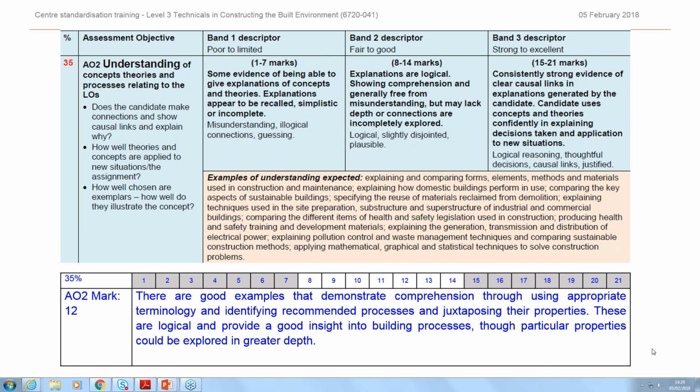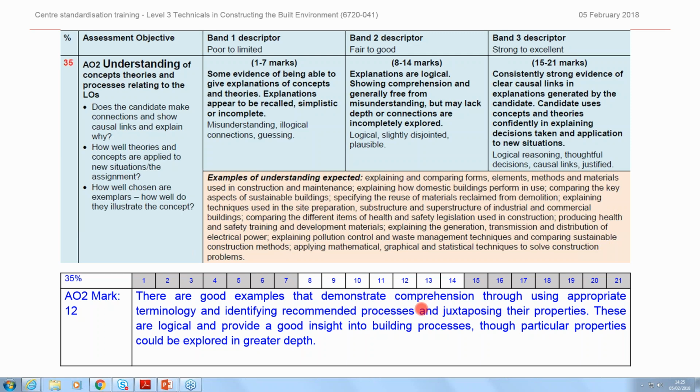Clearly, as we discussed earlier when we were looking at the assignment, there are many opportunities for the student to show a much higher level of understanding. It's always good to go back to the qualification handbook and remind yourself of what was taught. And again, if you look through the examples in there, the band descriptor talks about showing comprehension, and in there we're saying that there was good terminology used. They had identified recommended processes, so that ties in with the comment that was made.